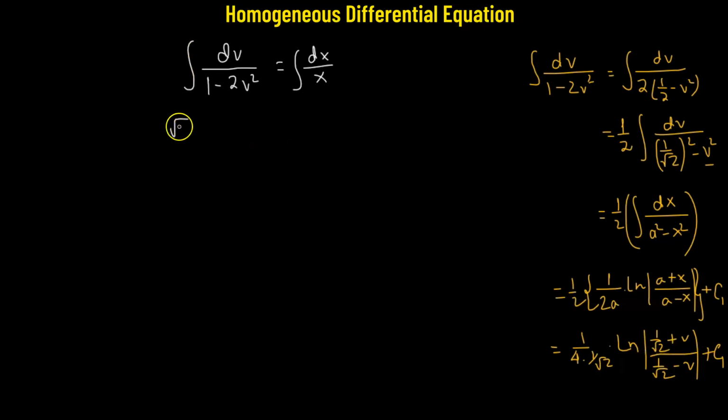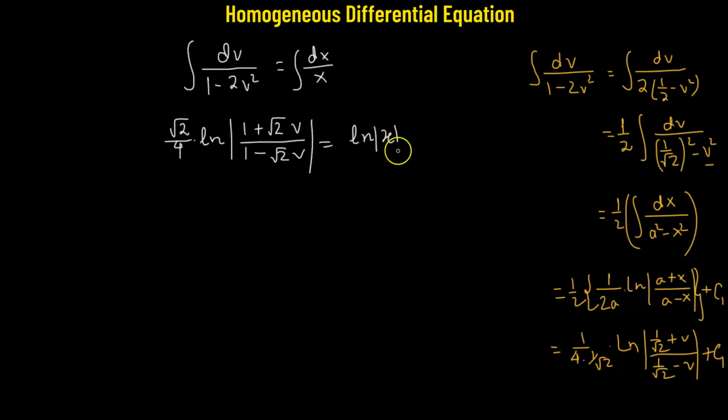This is the integral value. So this will become square root of 2 divided by 4 times natural log of (1 plus square root of 2 times v) divided by (1 minus square root of 2 times v) equals the integration of dx over x. So that will be natural log of x plus the constant of integration. Now here the constant of integration will be the contribution from both the two integrals, but we'll use one common constant. And since everything is written in terms of logarithm, we'll consider that our constant of integration is also in the form of a logarithm. So let's call it natural log of c.